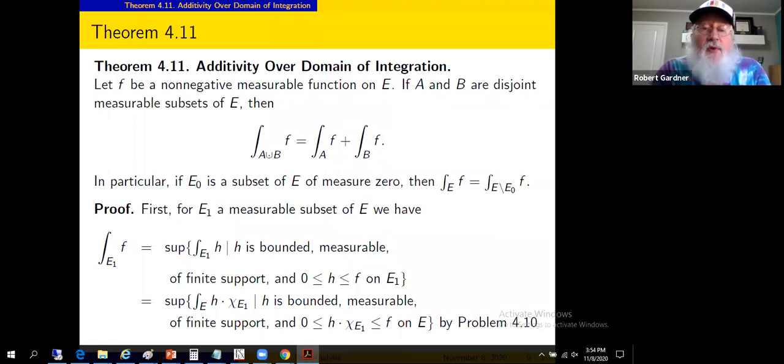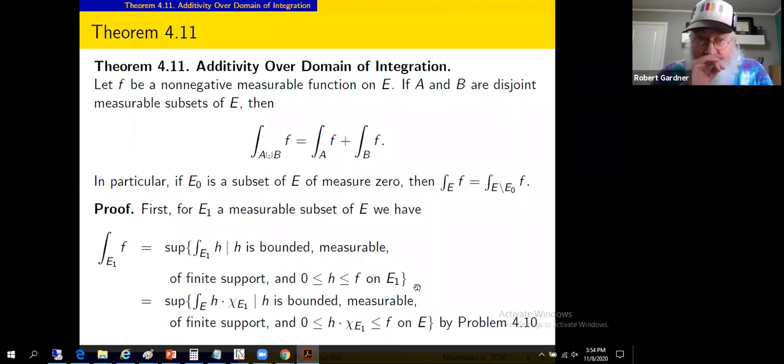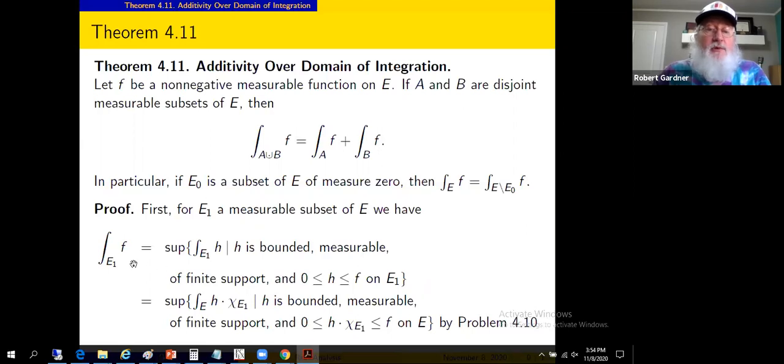First, for E1, a measurable subset of E, we've got the following. The integral over E1 of f by definition is, so we're not done with a definition, but we're done with some inequality applications of it. Supremum of the integral over E sub 1 of h, where h is a bounded measurable function of finite support, and h is less than or equal to f on the set over which we're integrating. Definition of integrals in this class 2.